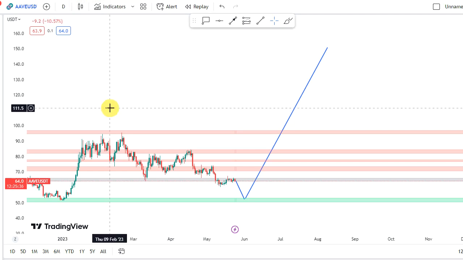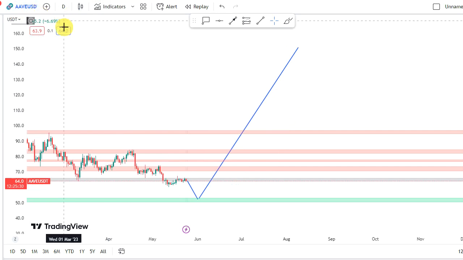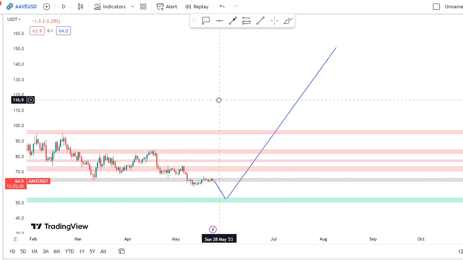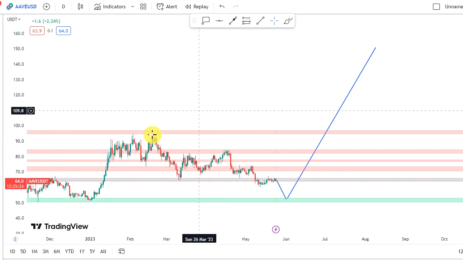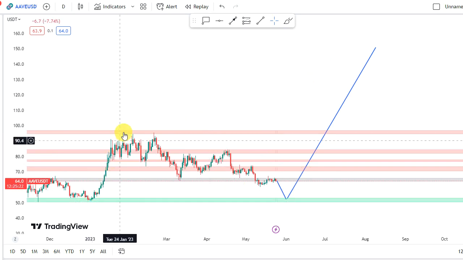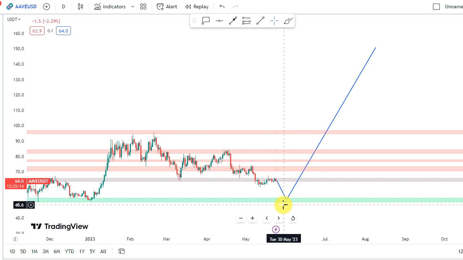If we move to the chart for the price of Aave, we are on the chart for Aave versus the US dollar, on the daily time frame. One of the things we have seen with Aave is that we have been following all our support and resistance levels to the T. Currently, we have broken the $64 level, and we are pushing currently to the $53.3 level.